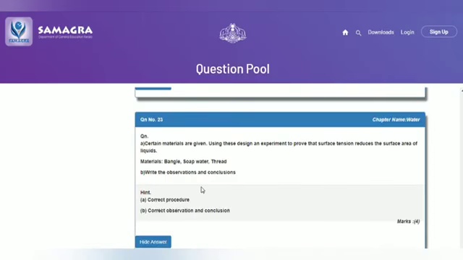Certain materials are given. Use them to design an experiment to prove that surface tension reduces the surface area of liquids. The materials are a bangle, soap water and thread. That is in the correct posture.